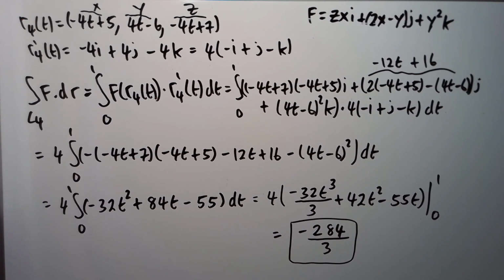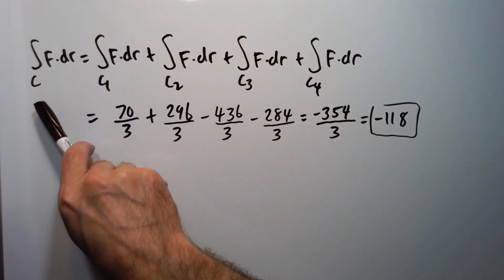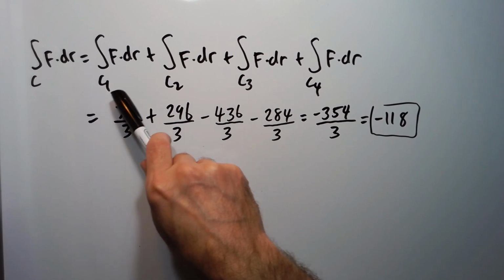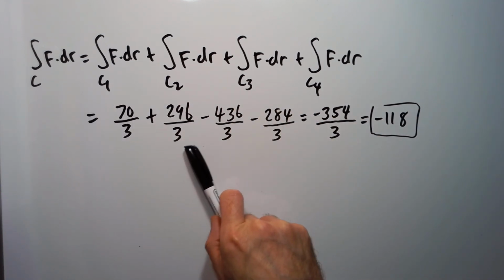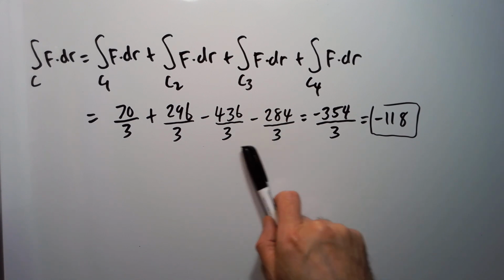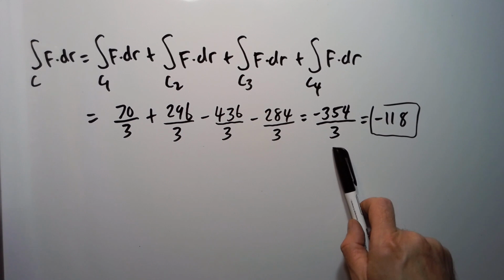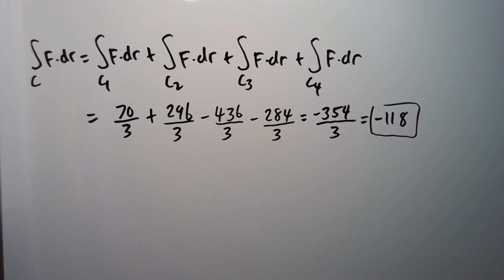Okay, so now let's summarize. Let's add all these results together and see if it ends up being the same answer as we got in part 1 of the video. So summarizing then, the line integral around C would be the sum of the 4 guys here. So it would be 70 over 3 for the first one, 296 over 3, negative 436 over 3, negative 284 over 3. Adding those, you can check it's negative 354 over 3. That simplifies to negative 118. And that's the same answer we got in part 1 when we did the double integral.